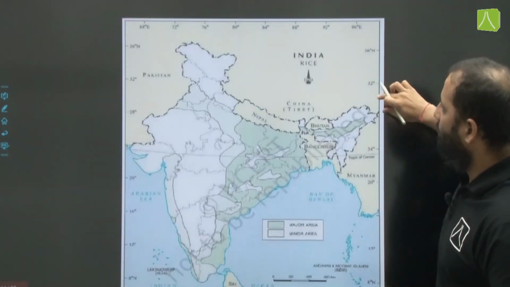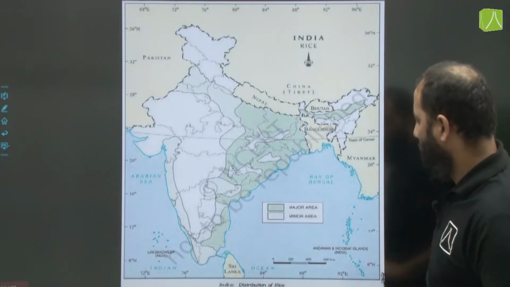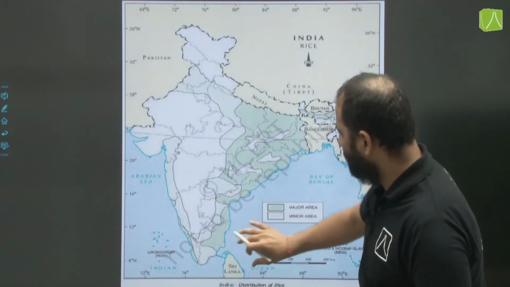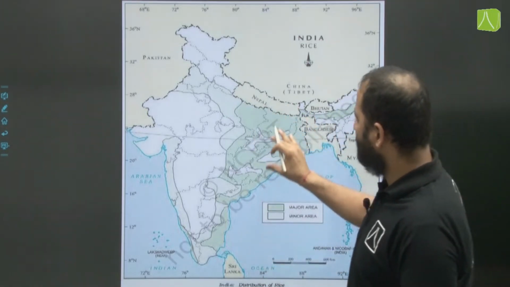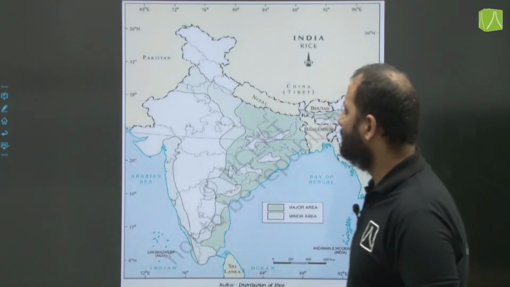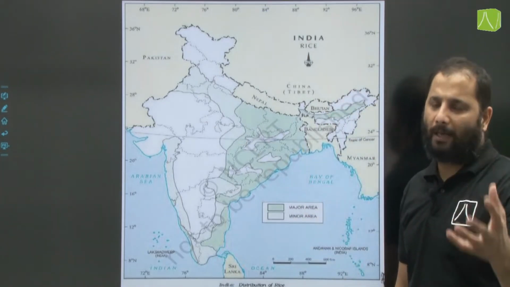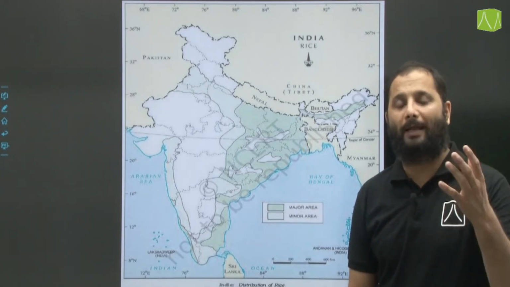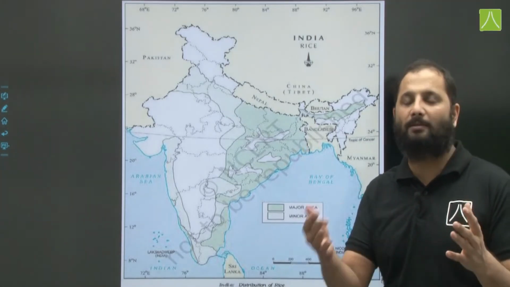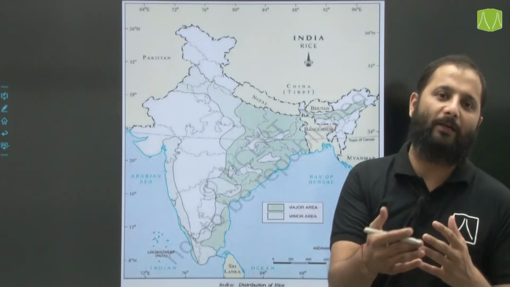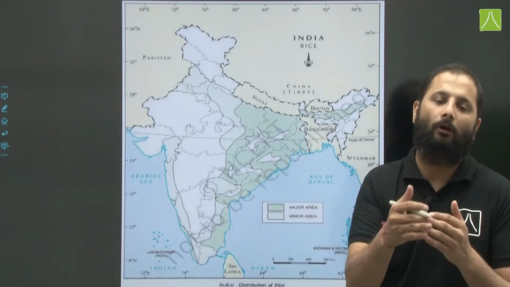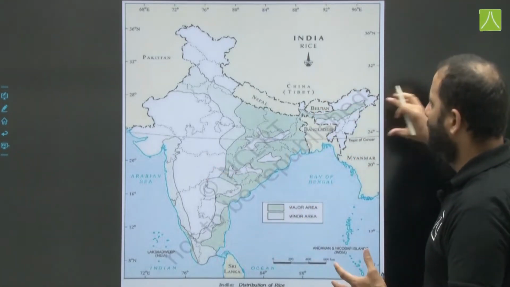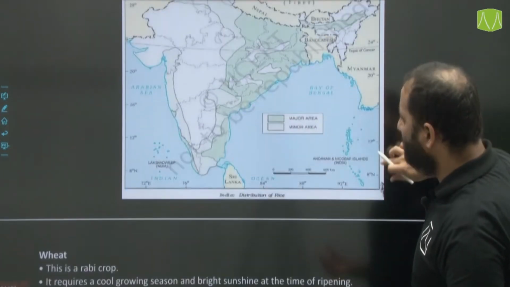Now, moving on to the map portion, that is the distribution of rice, and this is from your NCERT. These are the major areas where rice is being cultivated, and here also rice is cultivated. For example, rice cultivation in Odisha is a subsistence crop, whereas in Punjab rice is generally cultivated for commercial use, that is, it is cultivated for sale in the market or to other states. So, it is a commercial crop in Punjab, whereas it is a subsistence crop in Odisha.